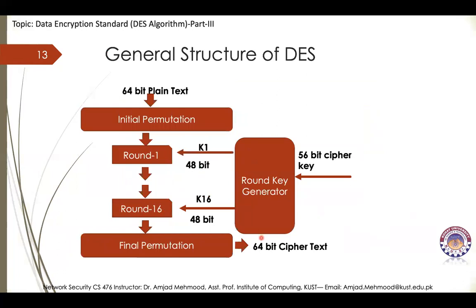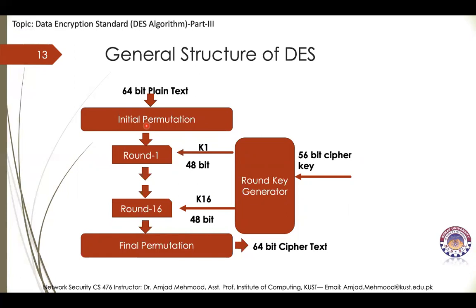Before going to the next slide, which is on final permutation, I want to show the general structure of DES for explanation. As you can see here, you pass the 64-bit plain text to the initial permutation. What the initial permutation does is compress the 64 bits to 56 bits.